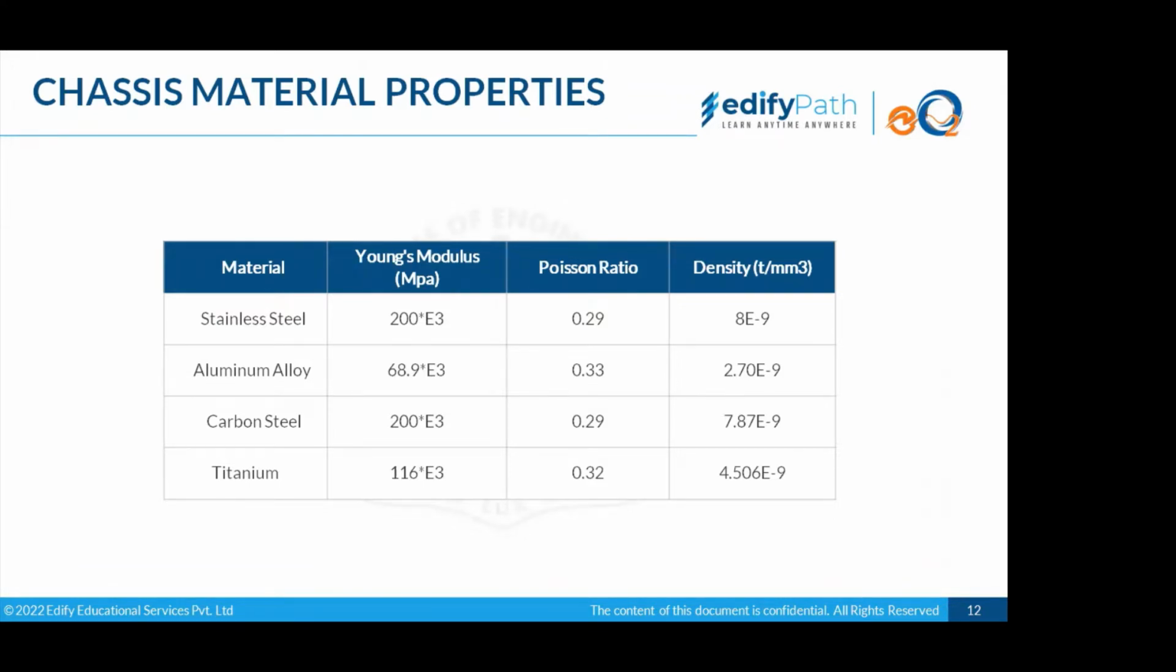And density, we know this is the material density. So density will help us find out how light our chassis could be. So definitely, if we see all these, aluminum stands on the top, aluminum definitely contributes. But if we see that Young's modulus is low for aluminum, we would mostly go with carbon steel or stainless steel.